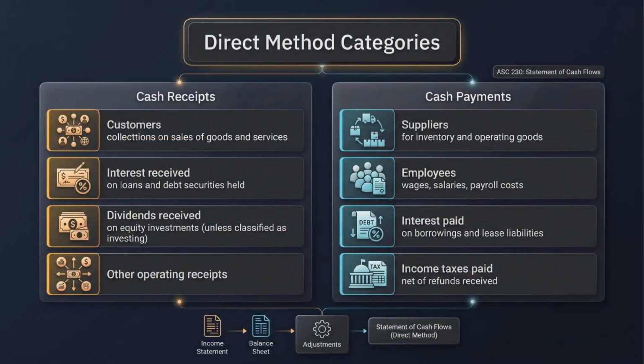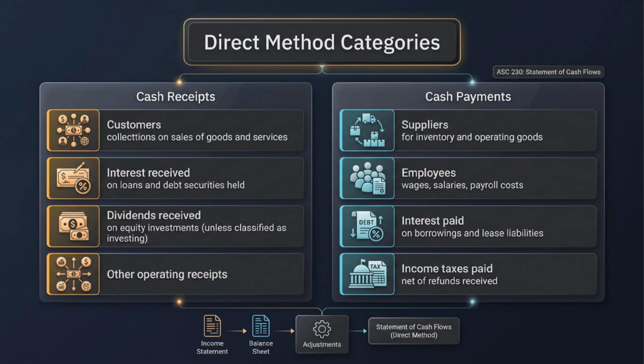Under the direct method, ASC 230 expects major classes of operating cash receipts and payments to be shown. Cash receipts include amounts collected from customers, interest received, dividends received that are classified as operating, and other operating receipts. Cash payments include payments to suppliers, employees, interest, income taxes, and other operating payments. Notice the benefit for users. They can see the operating cash engine clearly.